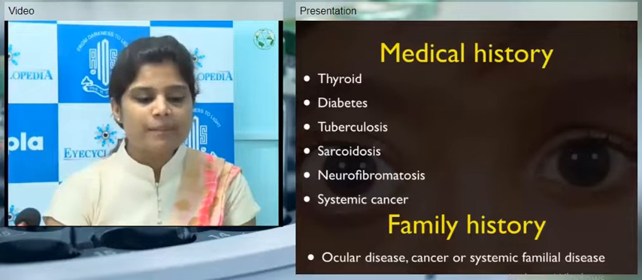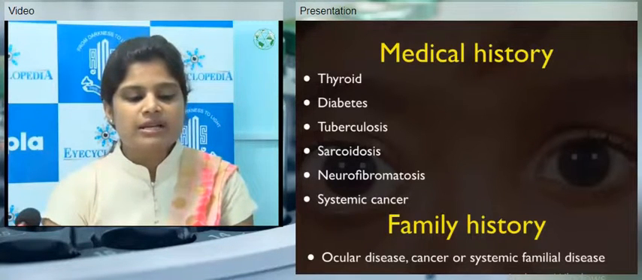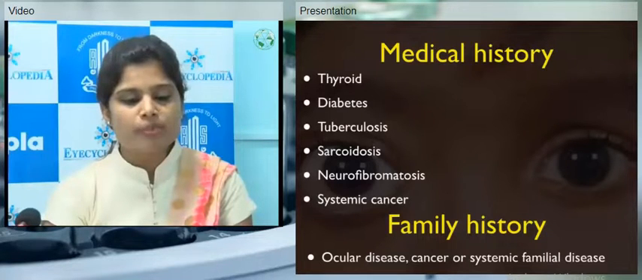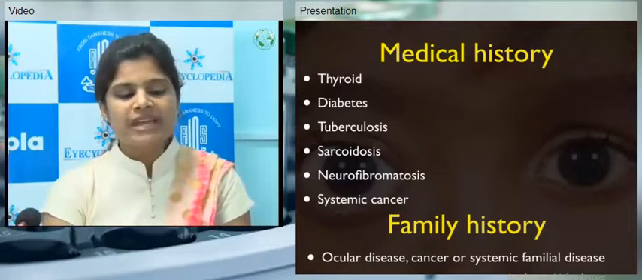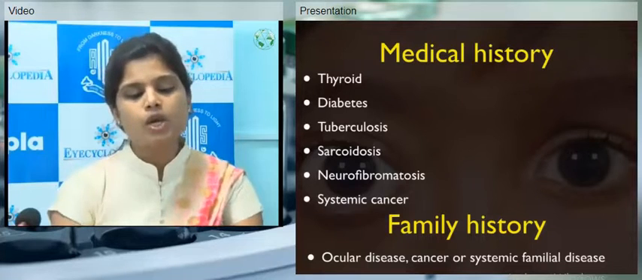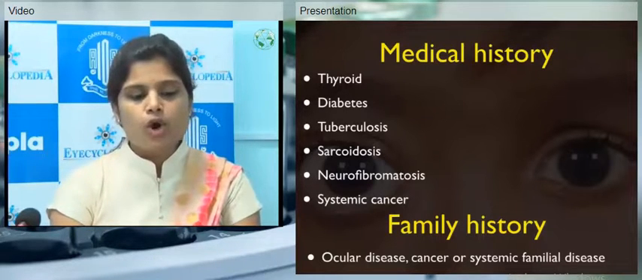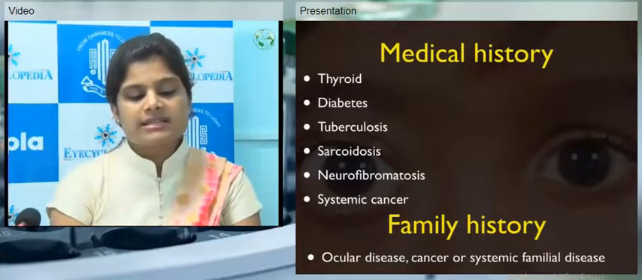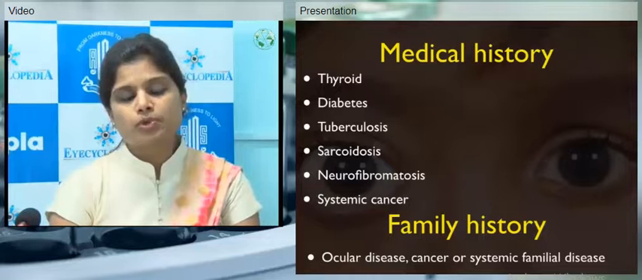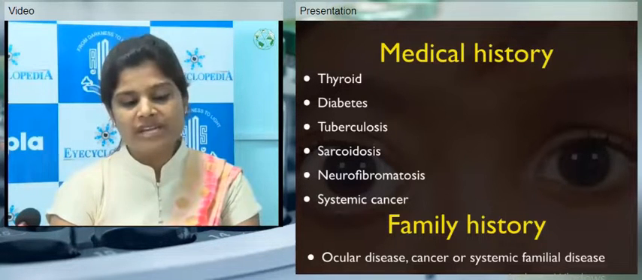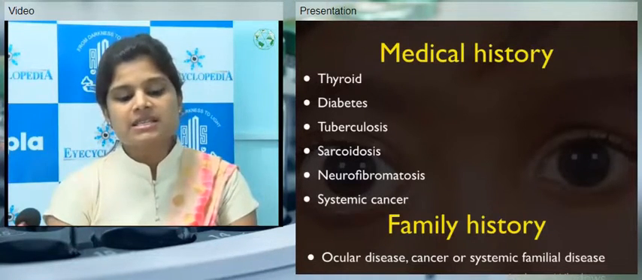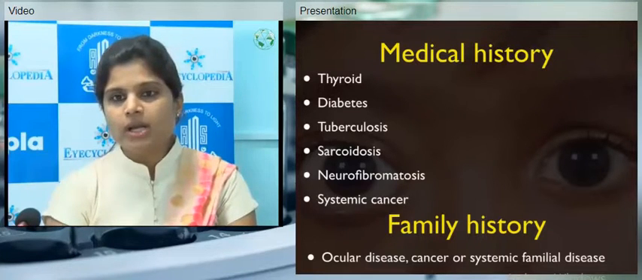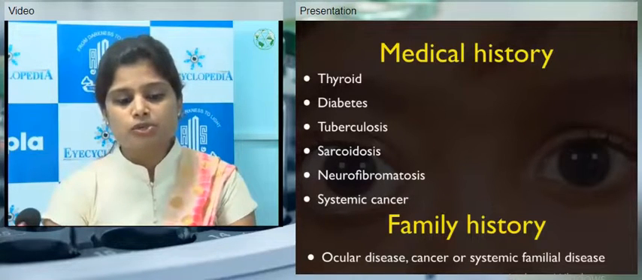The next is the family history. Family history that is very important to take in a case of proptosis is the presence of any ocular disease in the family, or presence of any cancer, or any systemic familial disease. The importance of taking family history in these cases is especially that of thyroid, because if a mother has a thyroid problem, it can be transmitted to the child. So that is one thing that we have to remember.